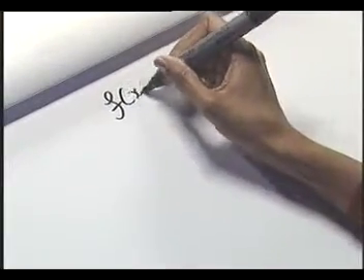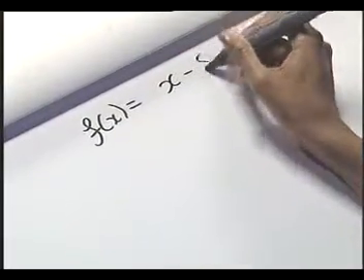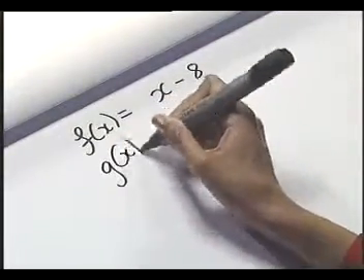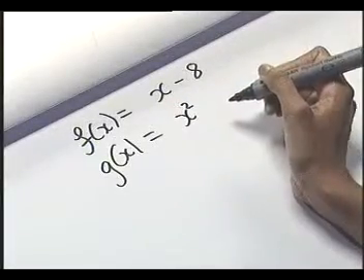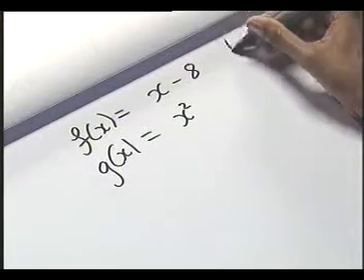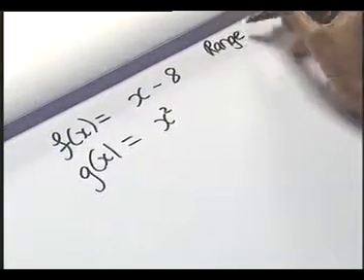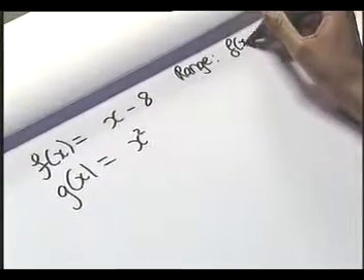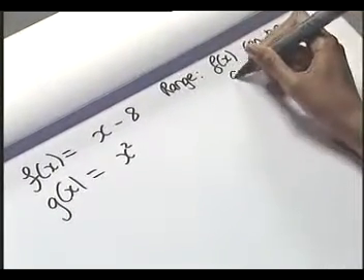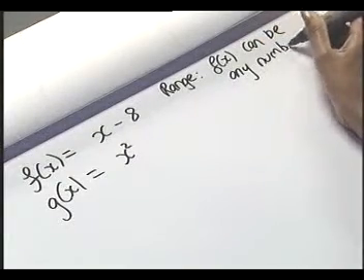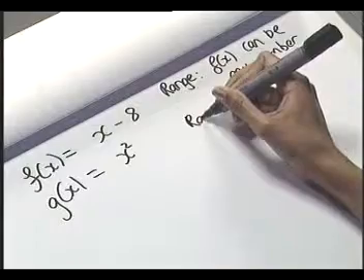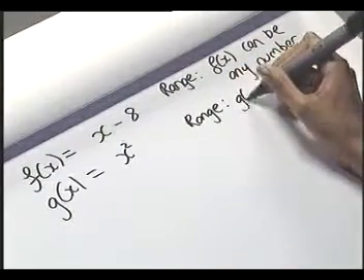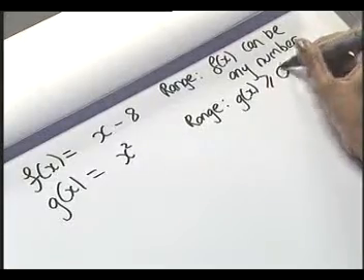The range of a composite function must lie within the range of the second function we apply. Here's an example to show you this. We'll put down f of x equals x minus 8 and g of x equals x squared. Now for f of x, the range is, well, f of x can take any value. But for g of x, the range is g of x is greater than or equal to 0.